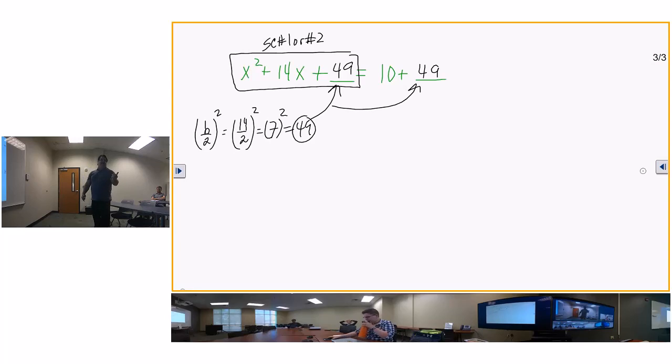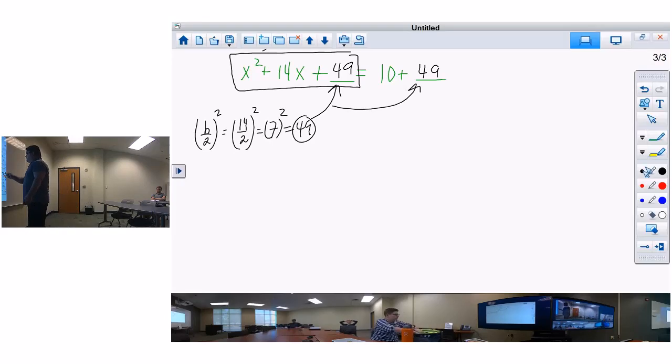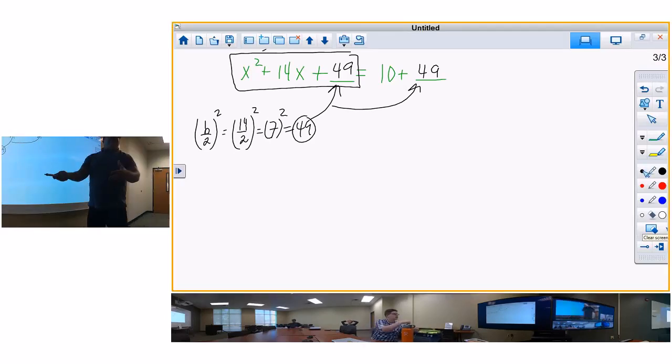Anybody from the Anderson campus or the Pendleton campus want to elaborate? Is it that whatever you do on one side, you have to do on the other side? Well, you're going to have to add on the right side, but you have to use shortcut 1 or 2 on the left side. No, I think you're talking about just solving equations. Solving equations is when you do on one side, you do on the other.